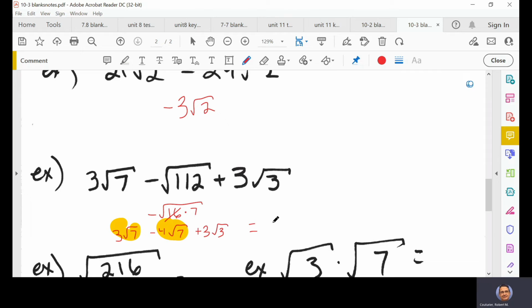Okay, that's going to give us what? -1 square root of 7 plus 3 square roots of 3. And that is as simple as we can get this one, guys. It doesn't get any simpler. While it doesn't look super clean, because first time we're really working with radicals, it's not horrible.